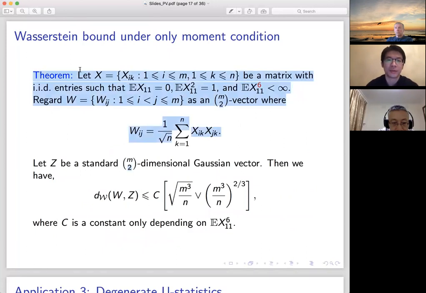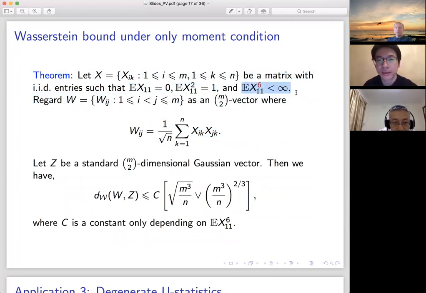That's basically the previous setting, and we assume the entries again have mean 0, variance 1, IID. But now we only impose a moment condition on these entries, that is, their sixth moment is bounded. Then we have this upper bound for the Wasserstein distance between W and Z, and we see that the correct relationship appears. As long as n is of larger order than m cubed, it tends to 0.